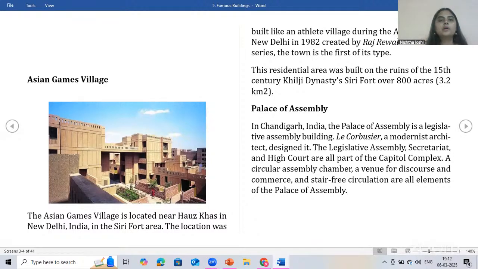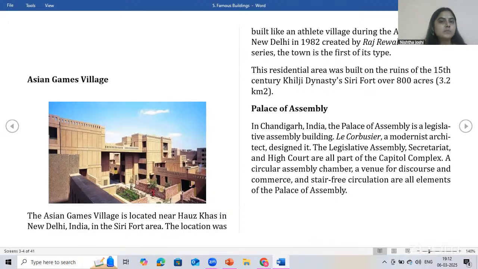Especially the exposed concrete building that he has created. The Legislative Assembly, Secretariat, and High Court are all part of the Capitol complex, along with the open hand monument inside the same complex, which signifies the idea behind designing the city of Chandigarh. This particular building has a circular assembly chamber. Please look at the image of this assembly chamber.